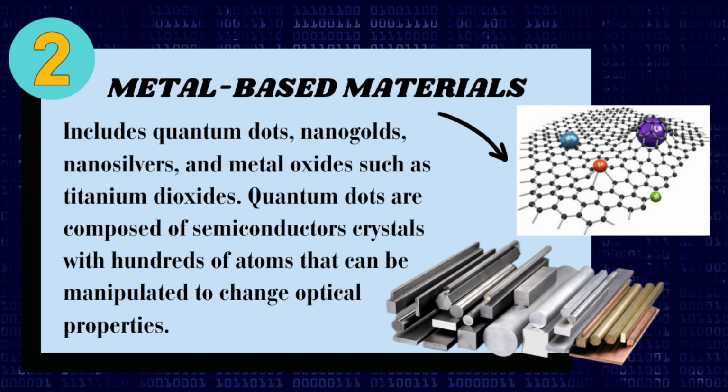The second is metal-based materials. This includes quantum dots, nanogolds, nanosilvers, and metal oxides such as titanium dioxide. Quantum dots are composed of semiconductor crystals with hundreds of atoms that can be manipulated to change optical properties. These materials are all made of metals like gold, silver, iron, and other metals. All of this metal-based nanotechnology offers a way to harness the special properties of metals at the nanoscale for various applications in the field of science.